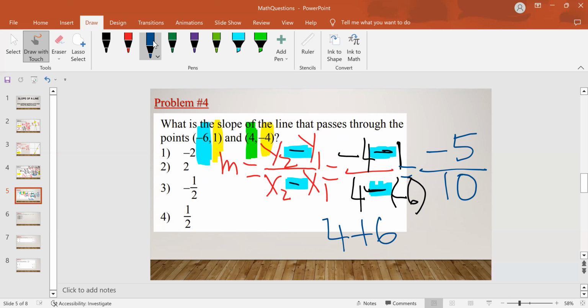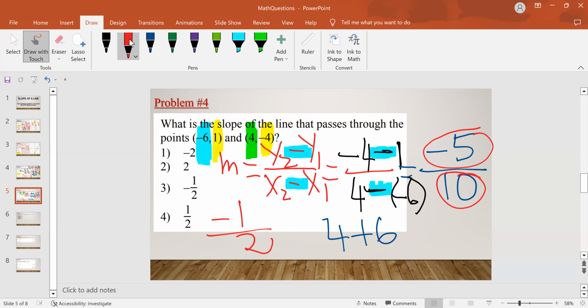So we take negative 5 divided by 5. That gives you negative 1. Over the same thing, we take 10 divided by the same 5, and that gives you 2. So we get negative 1 over 2. The correct choice here is choice 3, negative 1 over 2.